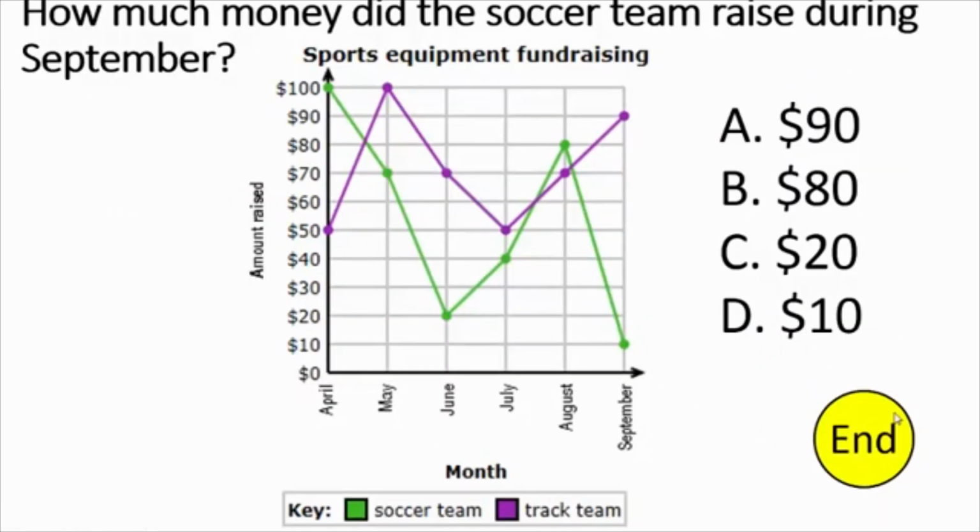All right, six. How much money did the soccer team raise during September? To read a line plot, first we look here, we go soccer team, they're green, okay. So we follow the green line. In April they made $100, and down here in May they made 70, June 20, July 40, August 80, September $10. Choice D. It looks like the soccer team needs to get out and knock on some doors because they didn't make very much money in September.